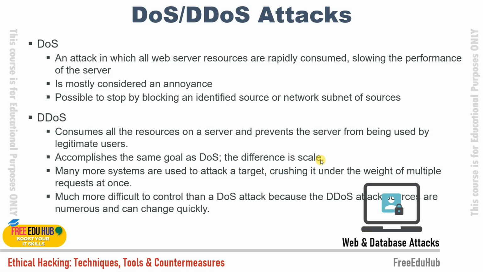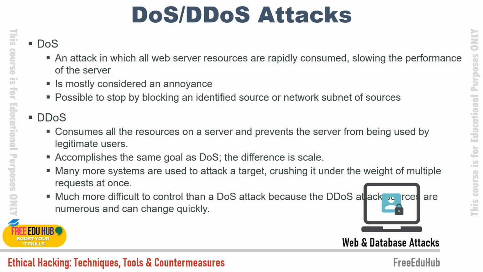Distributed denial of service accomplishes the same goal as denial of service. The difference is the scale, because in denial of service the attack is coming from a single source, whereas in distributed denial of service it is usually coming from multiple sources. Many more systems are used to attack the target, crashing the system with multiple requests, and it is much more difficult to control than the DOS attack, because DDoS attacks are numerous and can change quickly. They can easily change their IP addresses and the locations from which they are operating, but combined they try to take down a server by overwhelming its resources.